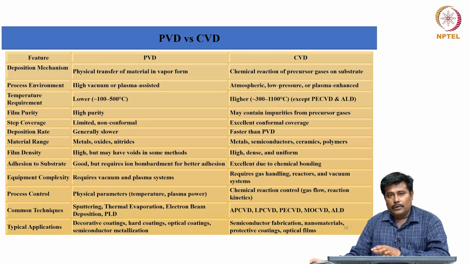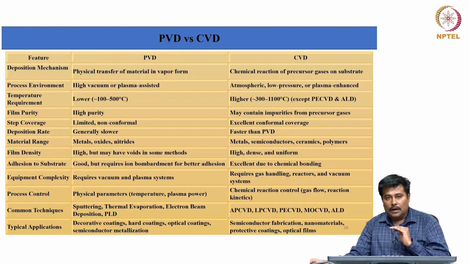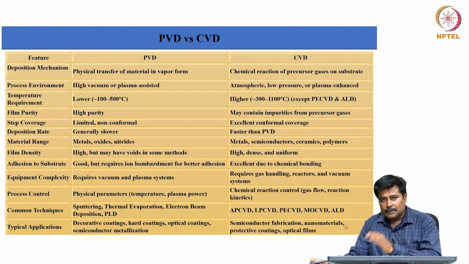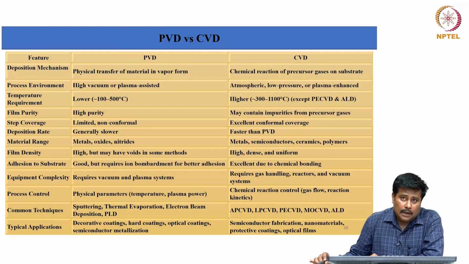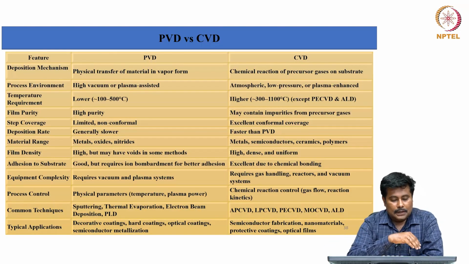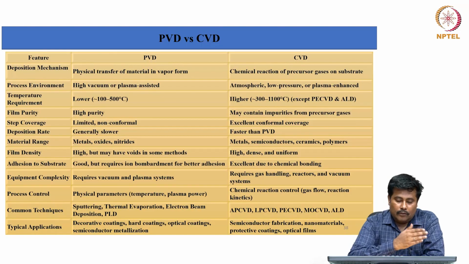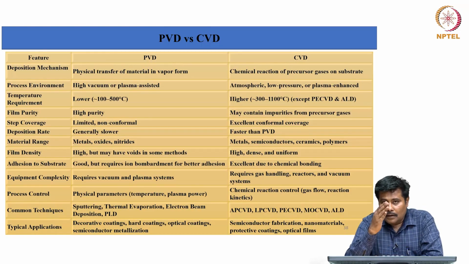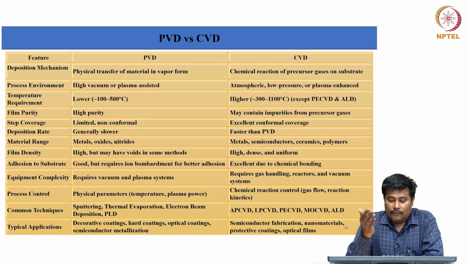Now, if I try to make an overall comparison between a physical vapor deposition process and a chemical vapor deposition process, starting with the deposition mechanism as we had discussed earlier: in the case of physical vapor deposition, the physical material is transformed into a vapor and used for deposition. In the case of chemical vapor deposition, a chemical reaction of a precursor gas is used on the substrate.